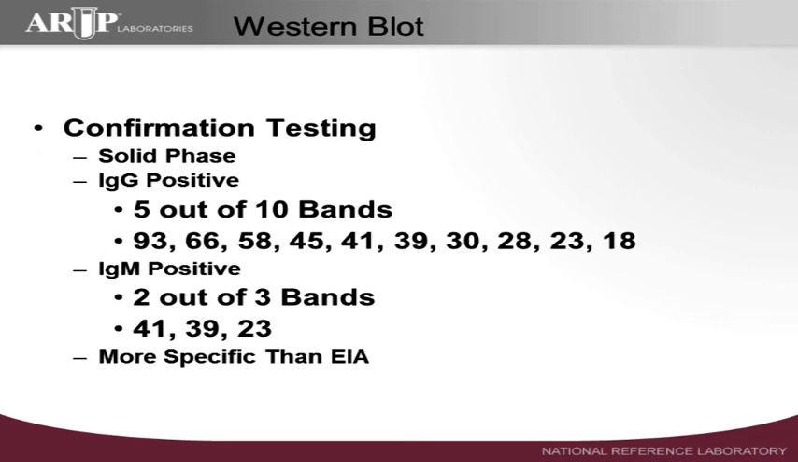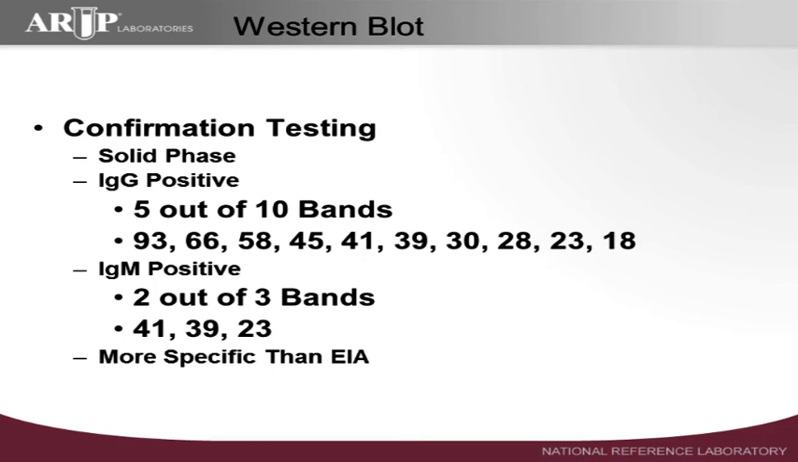So confirmation testing, this is the Western blot. And the solid phase is about the same as the EIA. For IgG positive, you have to have 5 out of 10 bands, and I'll show you what that means in a minute. And here are the 10 significant bands. You've got to have them all memorized for the test. No, I'm just kidding. Or maybe I shouldn't say that, Justin. You probably should memorize all 10 of them. On the IgM, you have a lesser bar here. You need 2 out of 3 for IgM, and it's much more specific than the EIA.